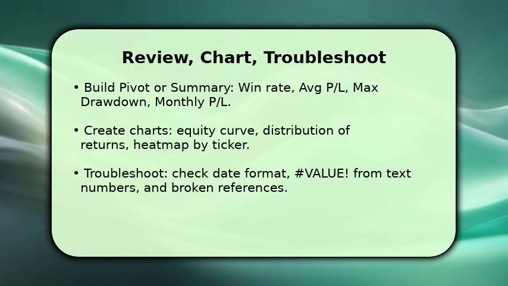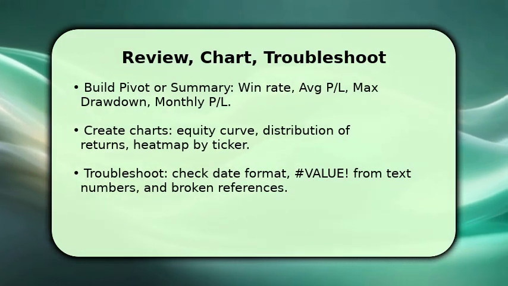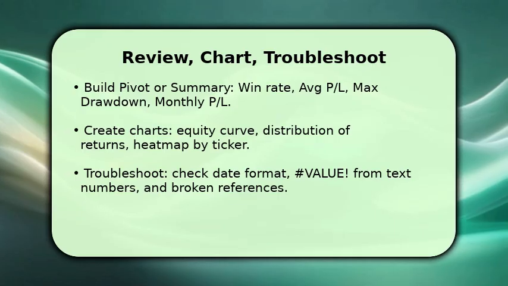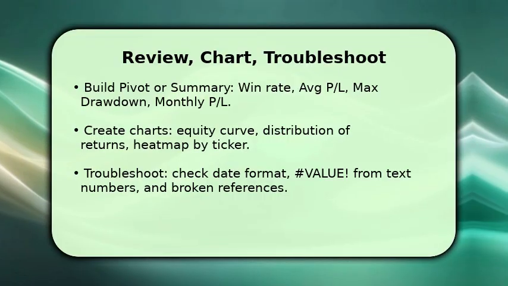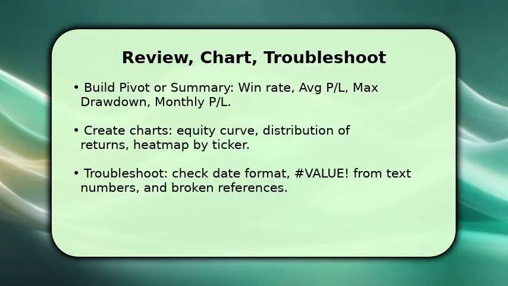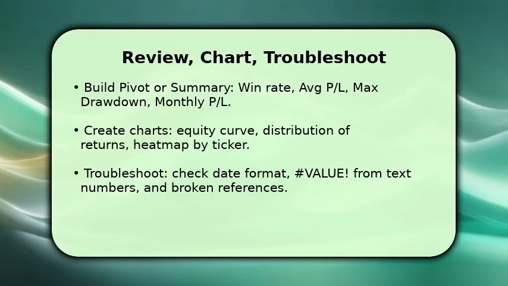Finish by building summary stats and visualizations, a pivot for win rate and monthly P/L, plus an equity curve and return distribution chart to spot bias. Once done, link those summaries to your table so they update automatically.